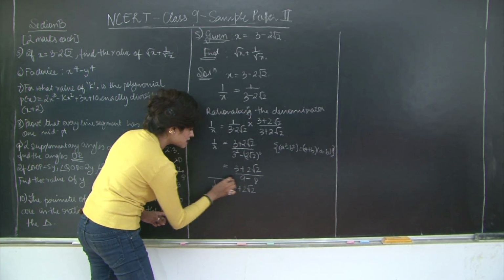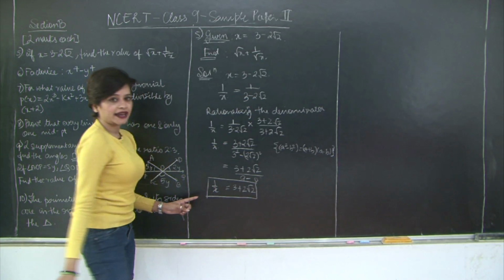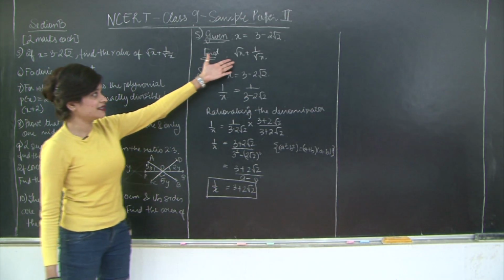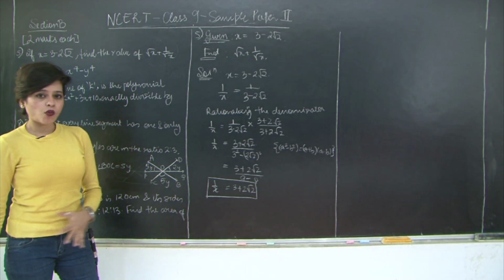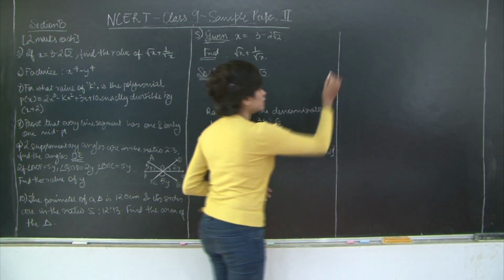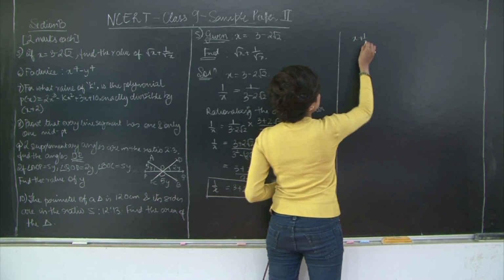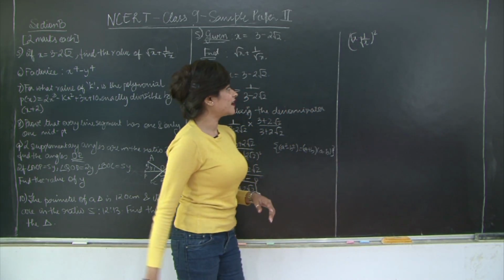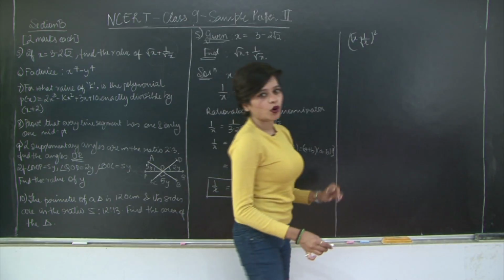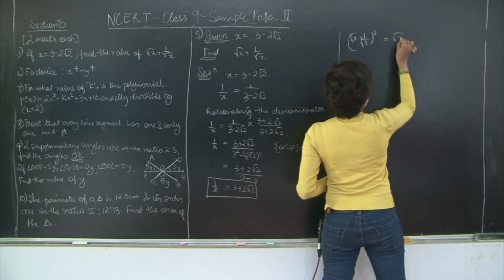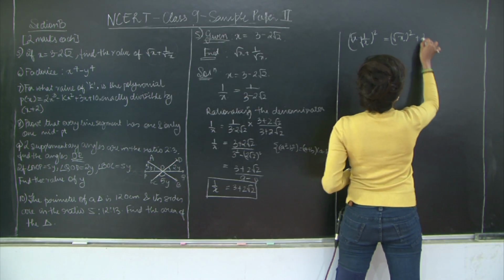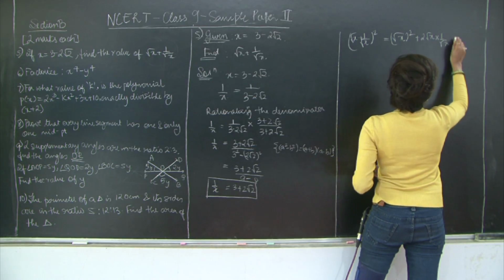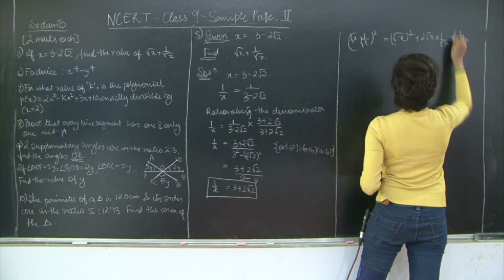So 1 upon x is 3 plus 2 root 2 and x is 3 minus 2 root 2. But still what we need to find is root of x plus 1 upon root x. Now what we can do is we can just take the term root of x plus 1 upon root of x, and you just square that term. So let's see what you get. You get root of x the whole square plus 2 into root of x into 1 upon root of x plus 1 upon root x the whole square.